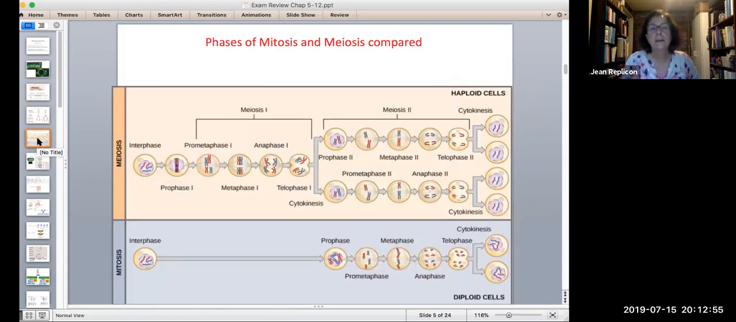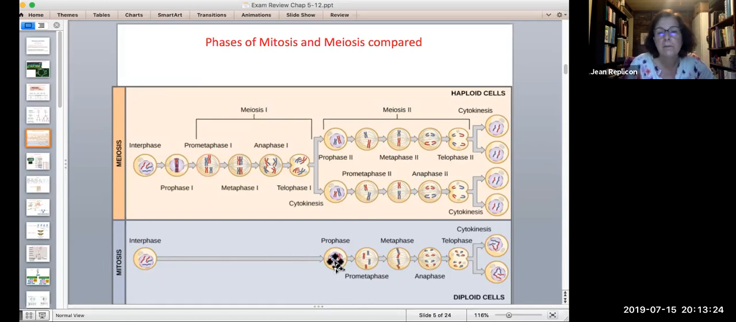So compare the phases of mitosis and meiosis. In mitosis, you know that the chromosomes get duplicated. They get duplicated actually prior to it. They get duplicated in interphase. So by the time it reaches prophase, you can see in this figure that the chromosomes are duplicated and they have 2 chromatids joined at the centromere there.